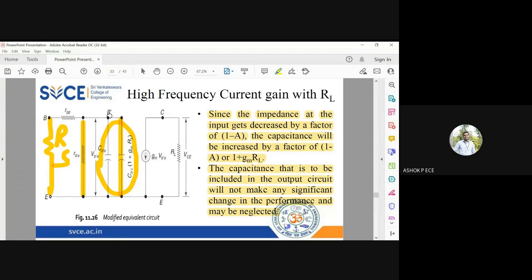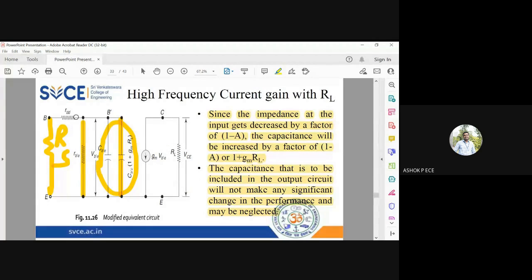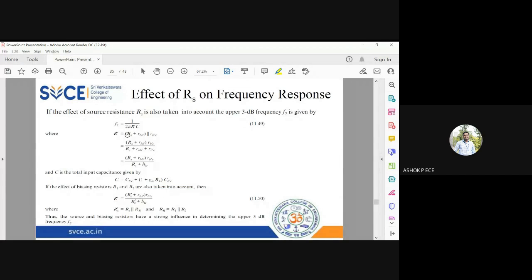So if you apply the input, how to calculate the input resistance: you can say RS and RBB dash are in series, which is in parallel with RB dash E. You see RBB dash and RS are in series, which is parallel with RB dash E. So that is the expression: RS plus RBB dash parallel to RB dash E. You simplify, R1 parallel to R2 is R1 R2 by R1 plus R2. So RS plus RBB dash into RB dash E divided by RS plus RBB dash plus RB dash E.